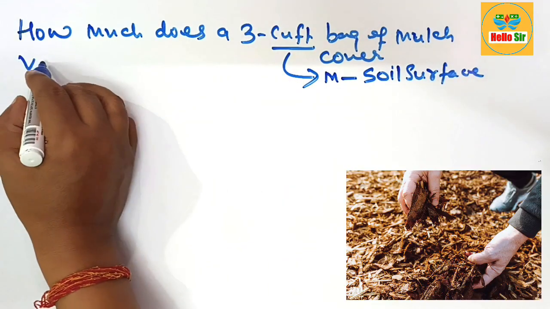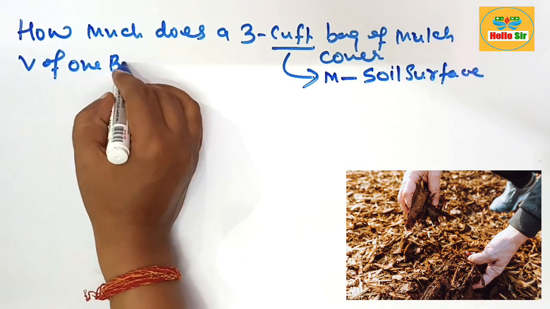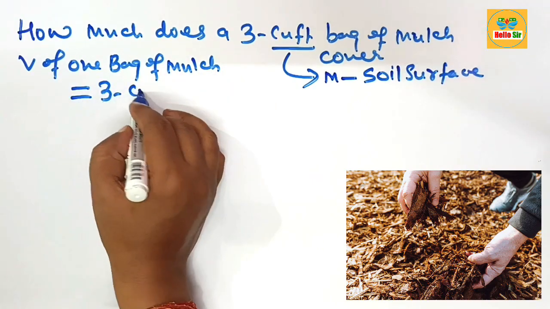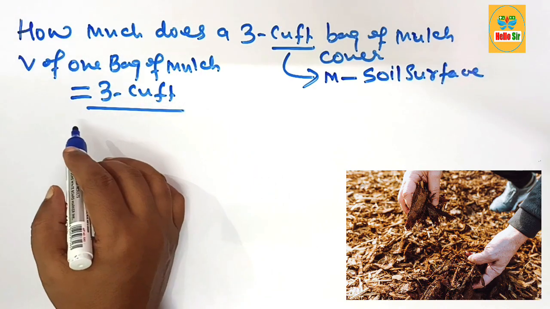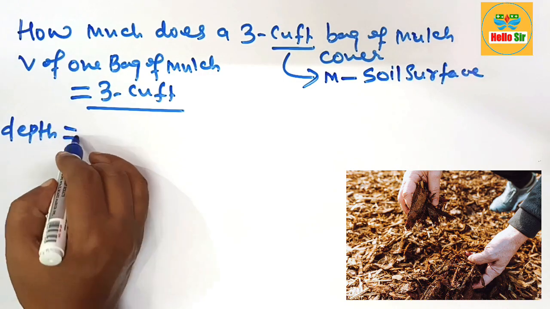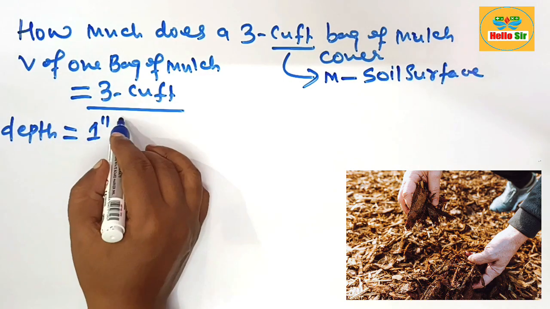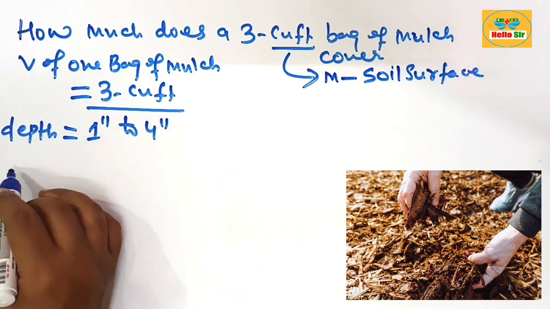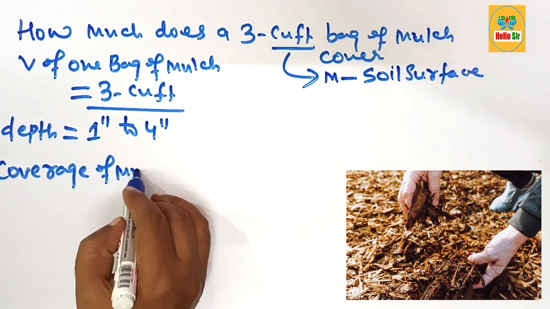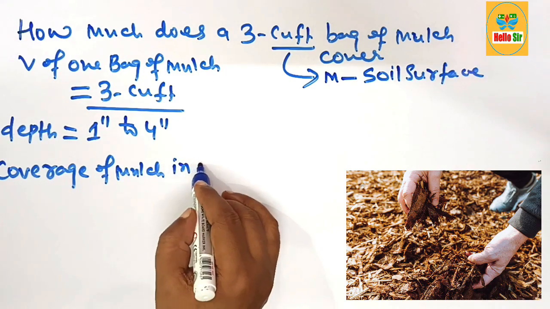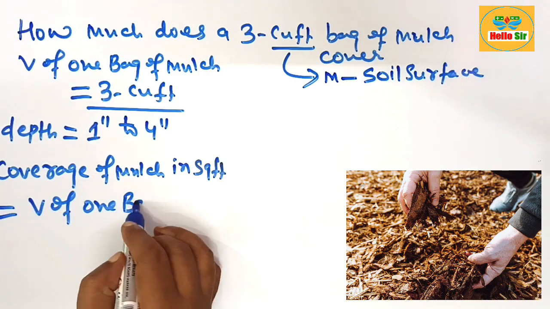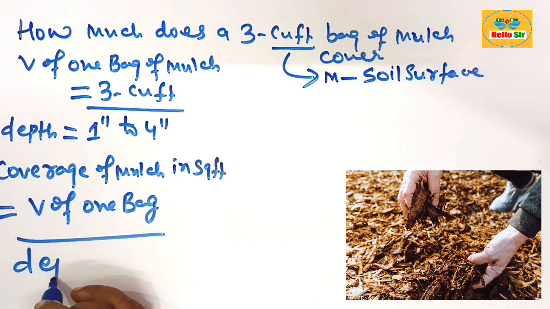Here is the volume of one bag of mulch. The value given is about 3 cubic feet, and you have to figure out the coverage of the mulch bag. The depth of mulch generally ranges between 1 inch and 4 inches, and the formula to calculate the coverage of mulch in square footage is equal to the volume of one bag of mulch divided by the depth of mulch.